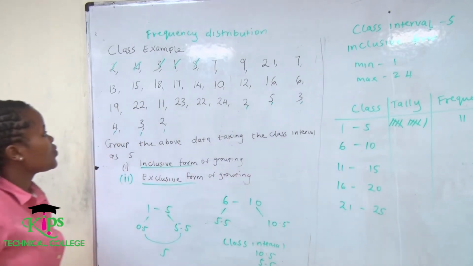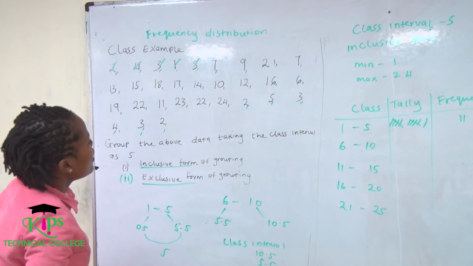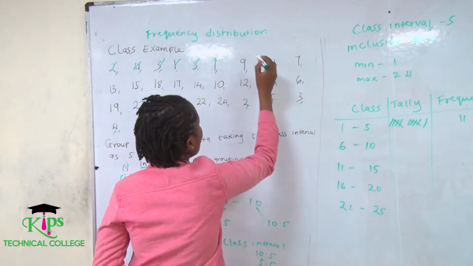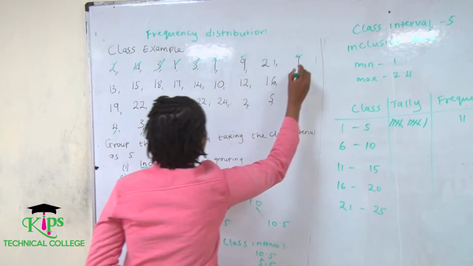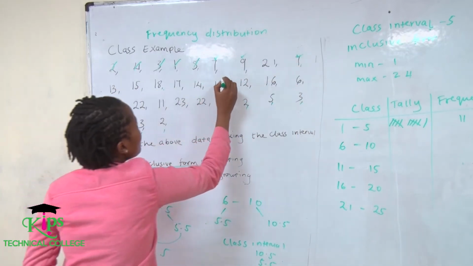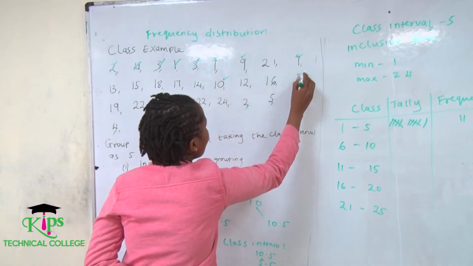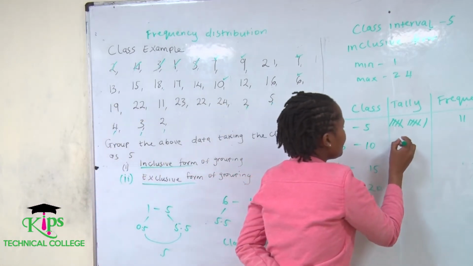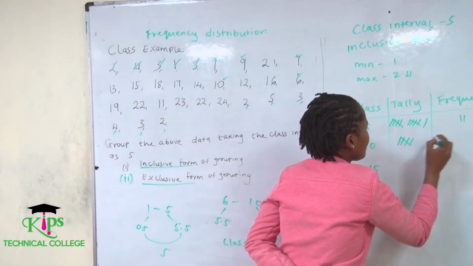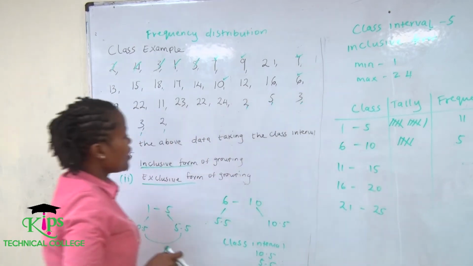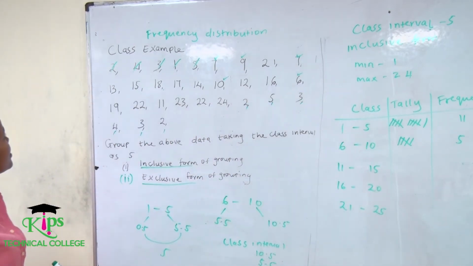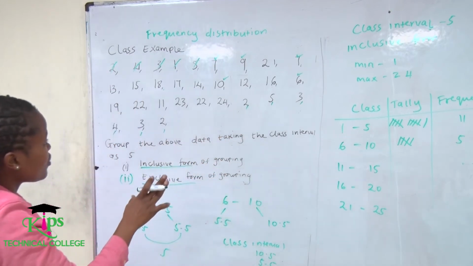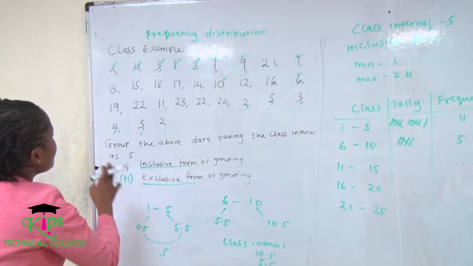Then the next step is 6 to 10. So let's find out. So we have 1, 2, 3, 4, 5. There are 5. Then we have 11 to 15. In this case, you have to be very keen to ensure that you don't forget any figure.